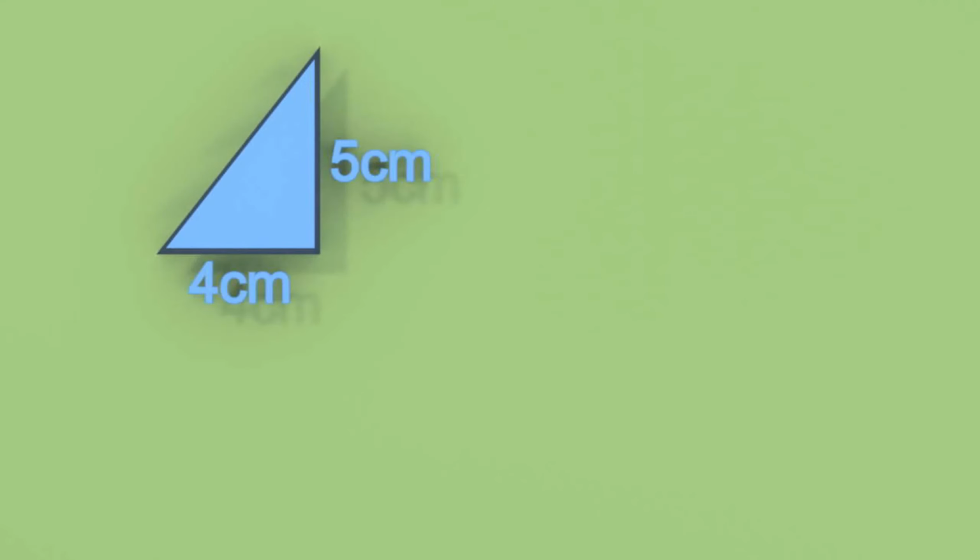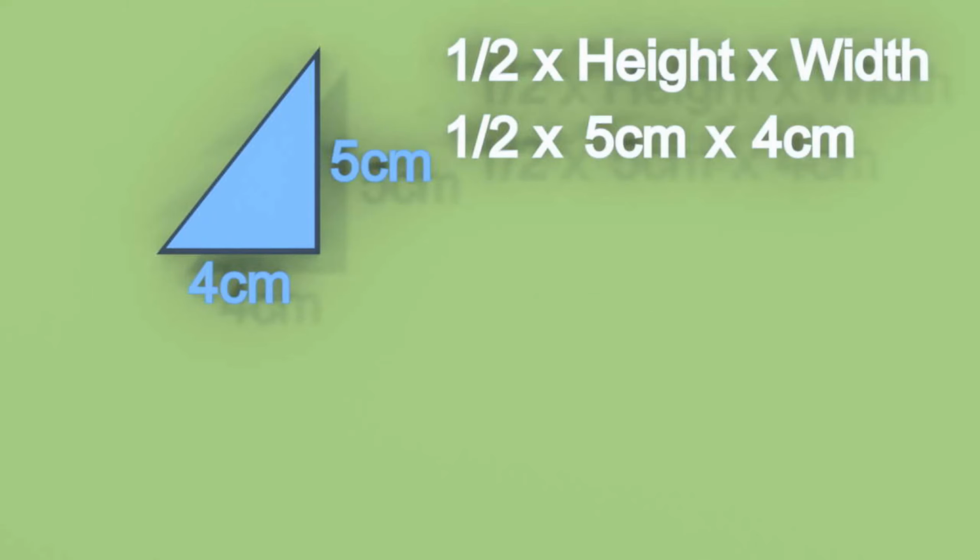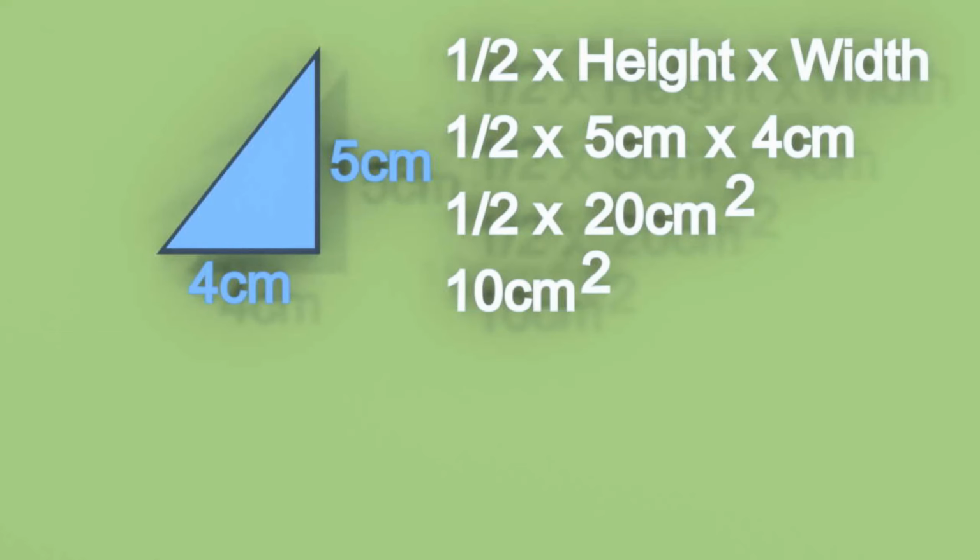Our next shape is a triangle. Here the rule is that the area is half the height times the width. Again, a good question is why, but again, let's do the calculation first. So the height times the width is 5 times 4, which is 20, and half of that is 10 square centimetres.